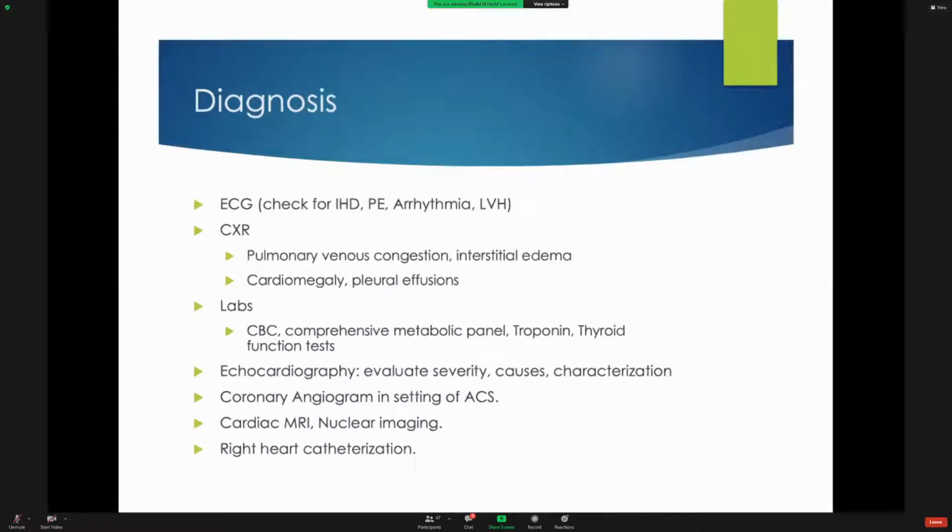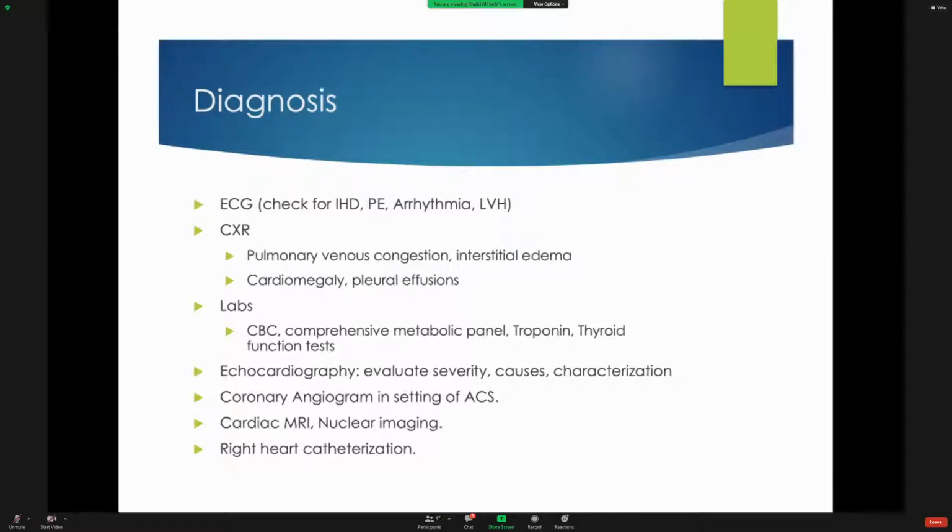In the ECG, you have to check whether the patient might have ischemic heart disease, which is one of the causes of heart failure, or you might look for other diagnoses, because sometimes you might see LVH, arrhythmia, or some features of pulmonary embolism. In chest X-ray, you might see pulmonary venous congestion, cardiomegaly, or pleural effusion.